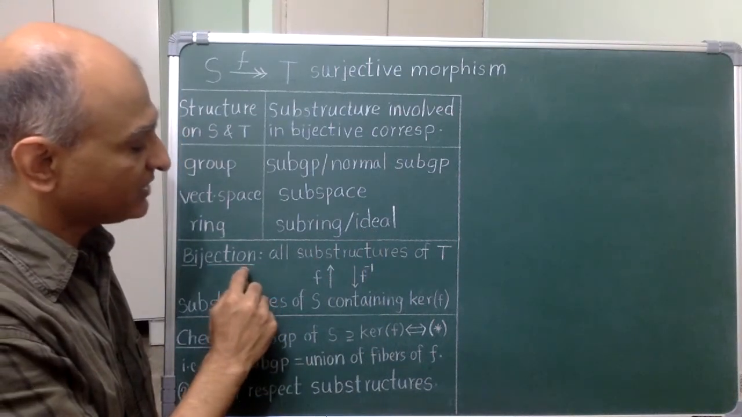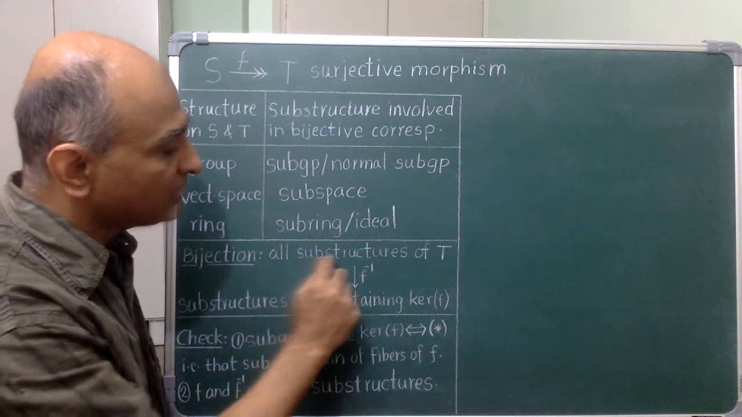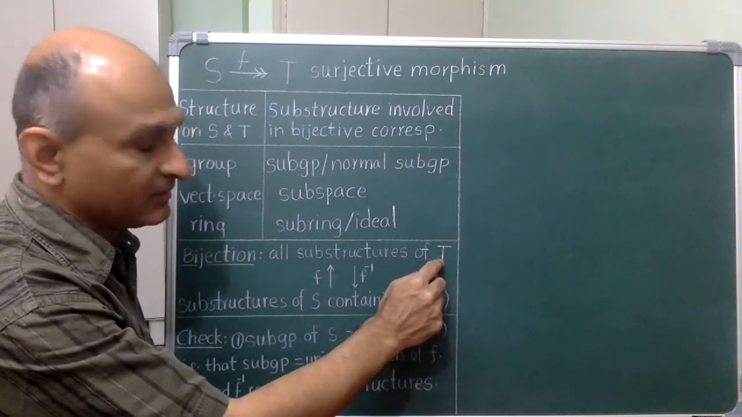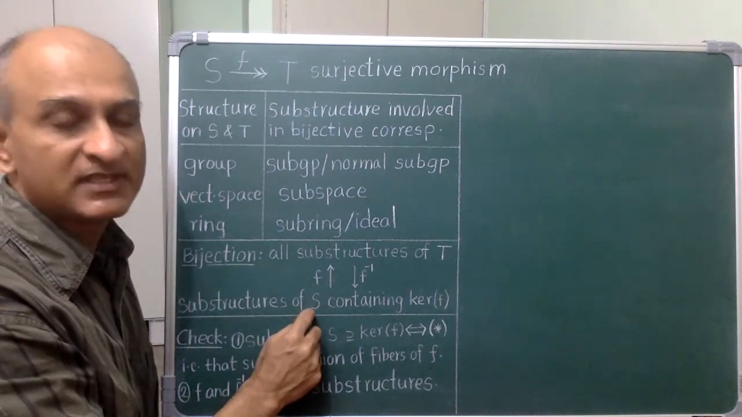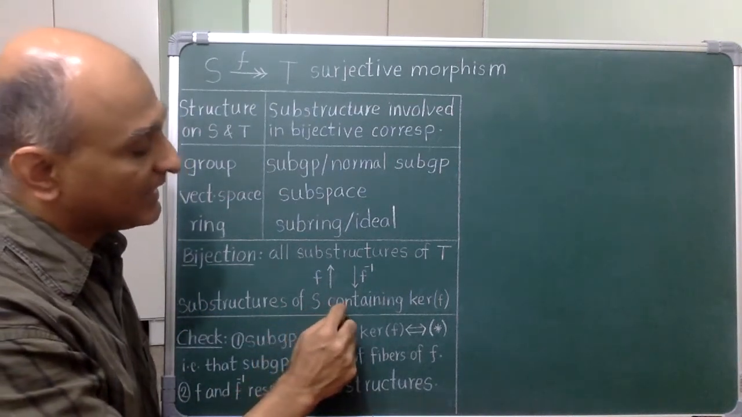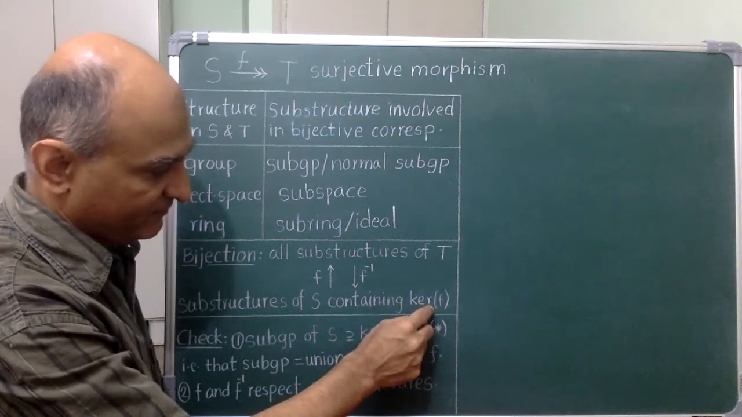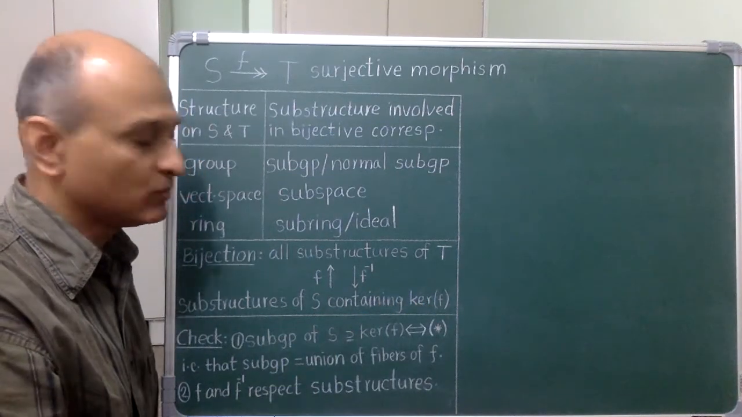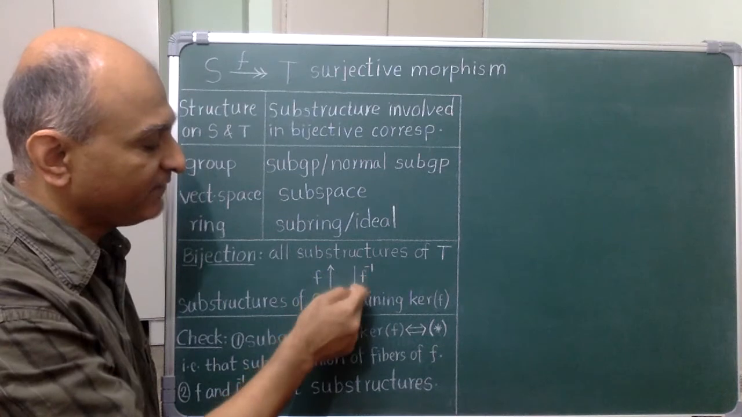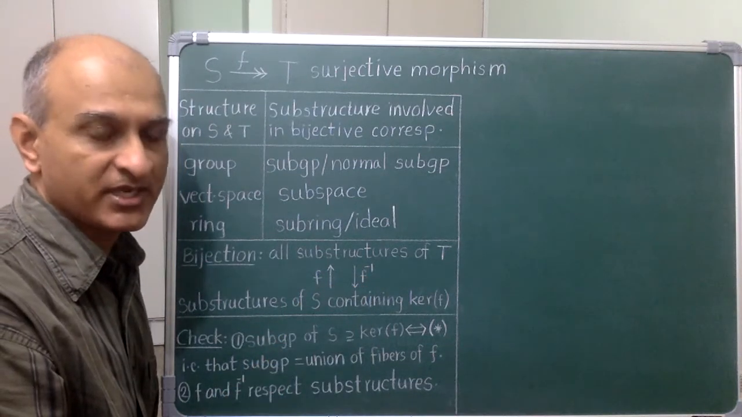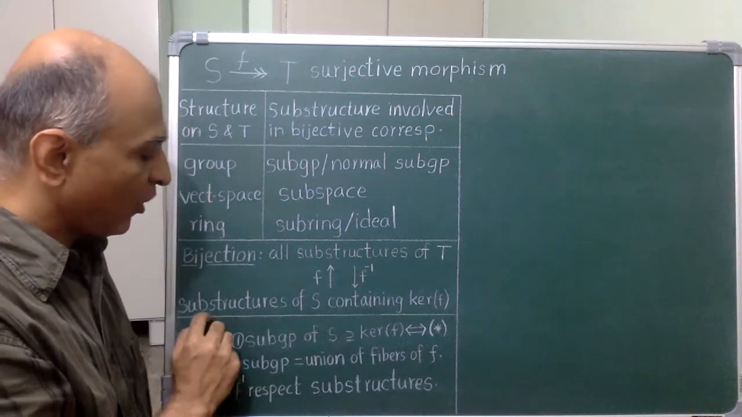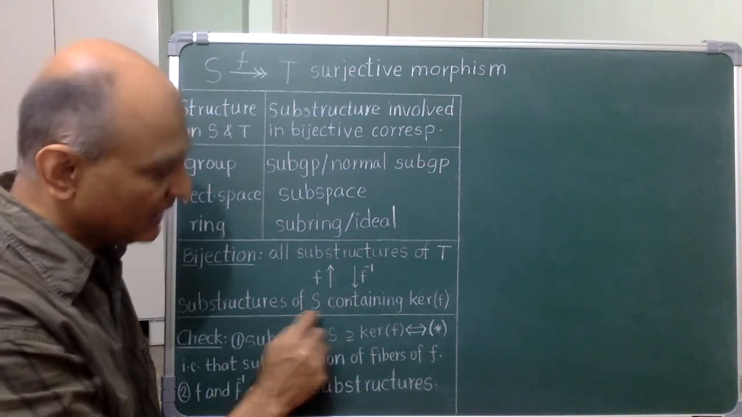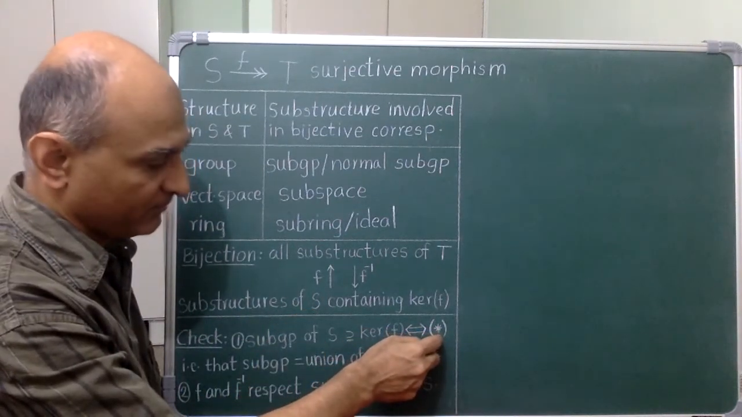I have a bijective correspondence between all substructures of the target and substructures of the source of the same kind that contain the kernel of F. I already know that F and F inverse give inverse bijections between all subsets of T and all subsets of S that meet the condition star.